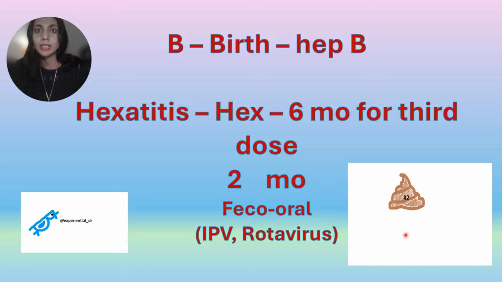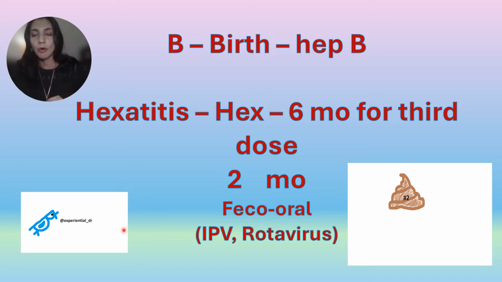number 2. That means at 2 months of age, the vaccines that are given target the viruses that spread by fecal-oral route, namely the poliovirus and the rotavirus, to which the children in these age groups are especially susceptible. That means at 2 months of age, you give IPV, the injectable poliovirus vaccine, as well as the rotavirus vaccine.